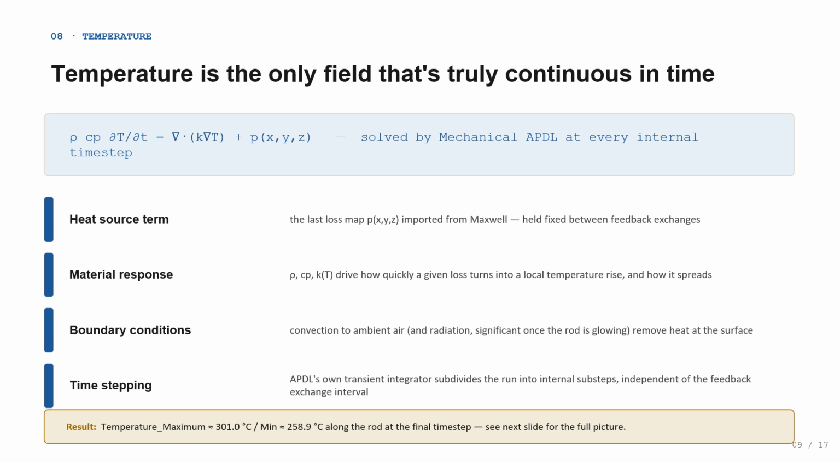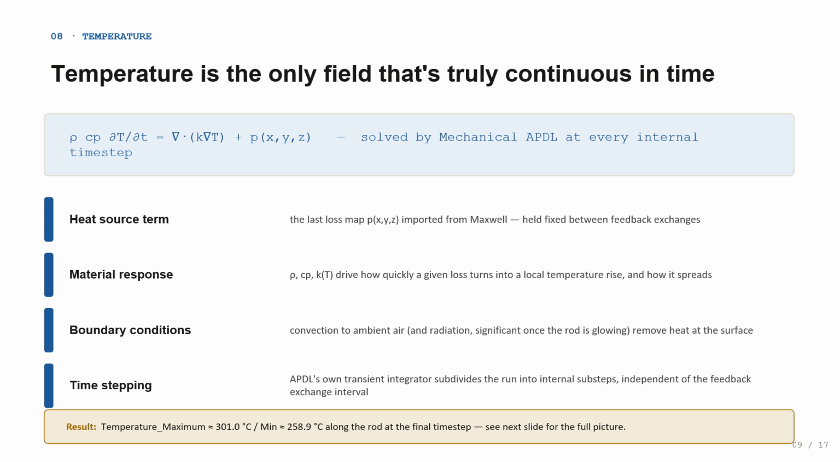Four things feed into that solution. The heat source term is simply the last loss map imported from Maxwell, held fixed between feedback exchanges. The material response, Rho, Cp, and K of T, determines how quickly a given amount of loss turns into a local temperature rise, and how far that heat spreads before the next exchange. The boundary conditions capture convection to the surrounding air, and, importantly, radiation, which becomes very significant once the rod is genuinely glowing, as ours is.